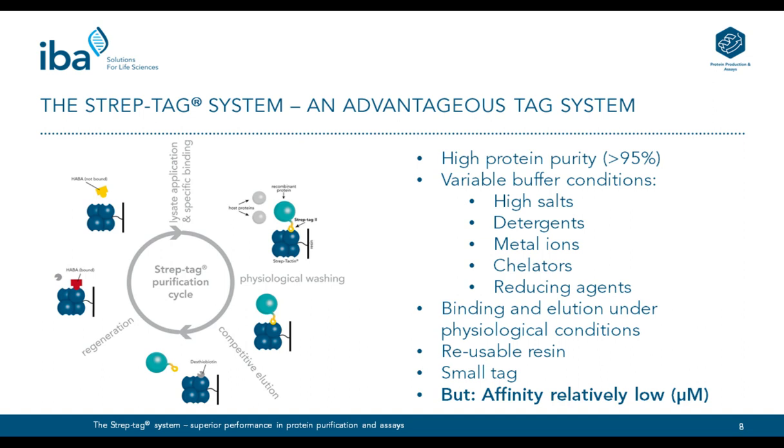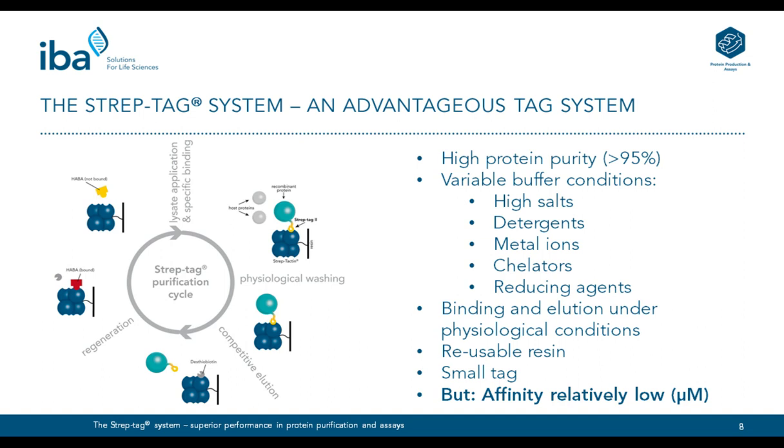So the advantages of the system are high protein purities of up to more than 95% due to these two specific purification steps, the specific binding and the specific elution. Furthermore, you have a great flexibility regarding your buffer composition. The system is compatible with high salt concentrations, detergents, metal ions, chelators, and reducing agents, which means you can adjust the buffer to your protein of interest. But of course, it's also very effective to purify proteins under physiological conditions. The resin is reusable and the tag is very small, so it's usually not necessary to cleave off the tag.